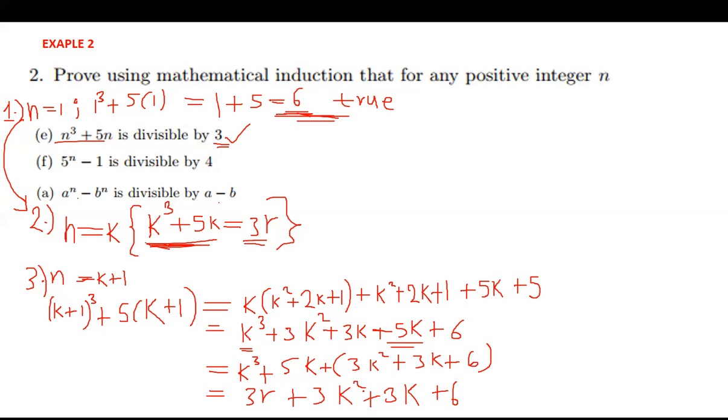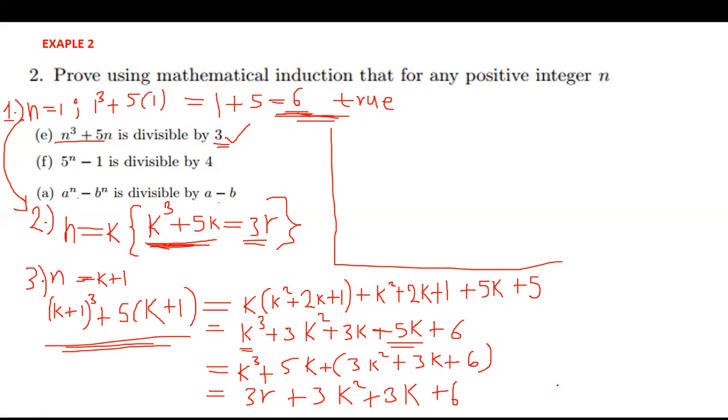3k squared divided by 3 is k squared. 3k divided by 3 is k. And 6 divided by 3 is 2. So all these terms are divisible by 3, which implies that this expression is divisible by 3 for all positive values of n.